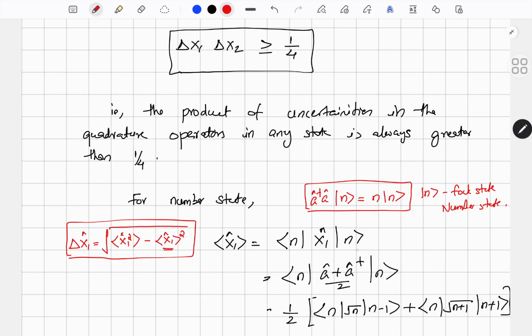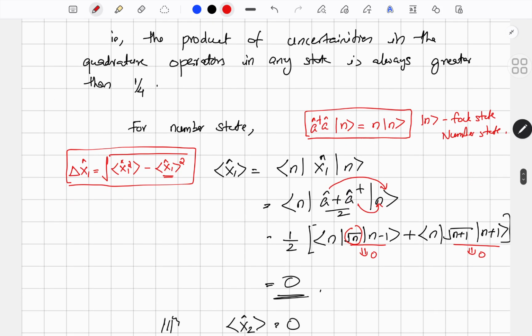So <n|x1|n> in the number state, where x1 is (a plus a dagger) by 2. This expectation can be split into two: <n|a|n> and <n|a dagger|n>. a acting on ket n gives root n times ket n minus 1, and a dagger acting on ket n gives root n plus 1 times ket n plus 1. So we get two inner products, and both become 0, because root n is just a number you can take outside, and you have to take the inner product between n and n minus 1. These are different eigenvectors corresponding to different eigenvalues, so they must be orthogonal to each other. Since a dagger a is a Hermitian operator, eigenvectors corresponding to different eigenvalues are orthogonal. Hence n and n minus 1 are orthogonal, and this inner product becomes 0, and the other inner product also becomes 0.